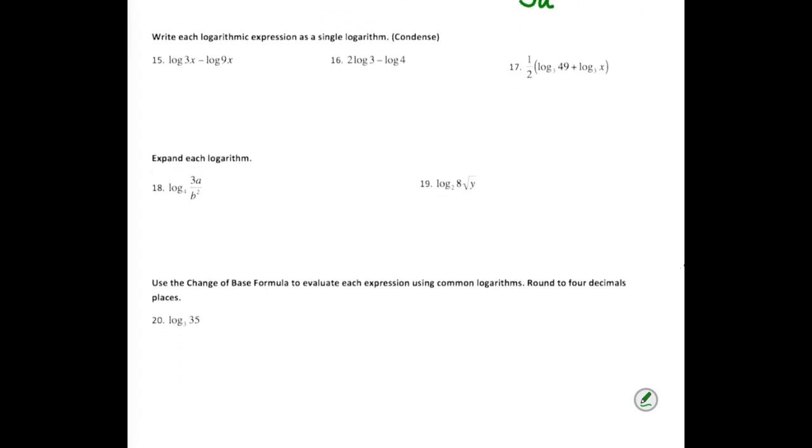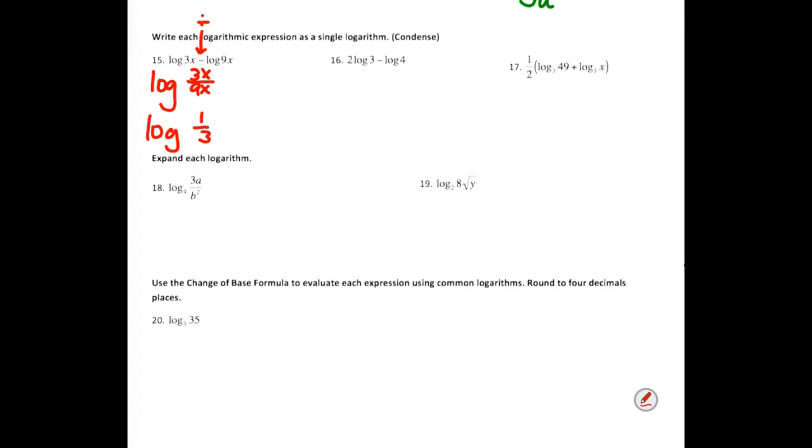All right, our next section, we are condensing. If you see a subtraction sign, when we condense it, it goes back to division. So this becomes the log of 3x divided by 9x. And then if we can do any reducing, we should. So in this case, our x's would drop out, and our 3/9 we could reduce to 1/3. So we're looking at the common log of 1/3.